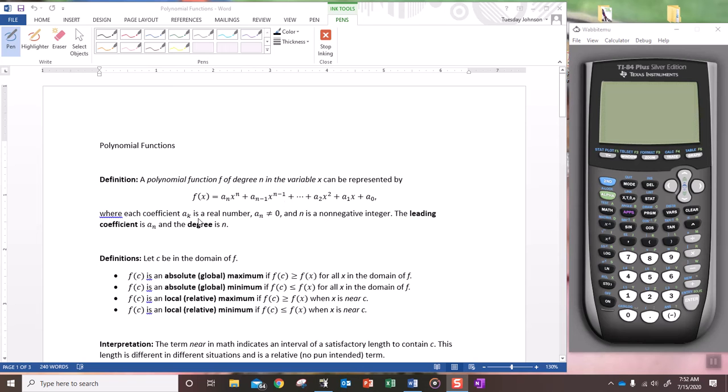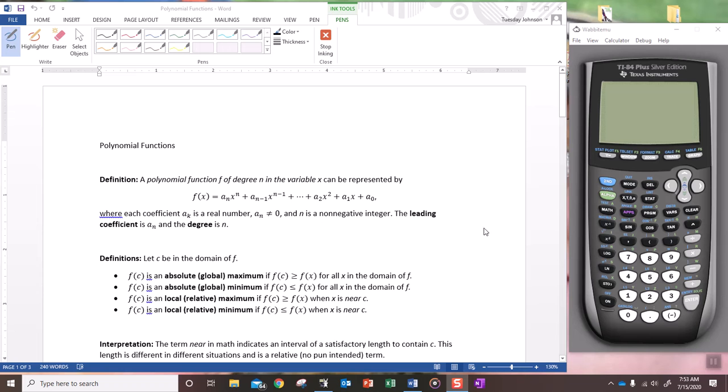Each coefficient, a sub k, is a real number. This first one can't be 0, or else we just wouldn't write it, and we'd start as a sub n here. N has to be a non-negative integer. The leading coefficient is a sub n, and the degree is n. All right, so this leading term is going to tell us a lot about the graph.